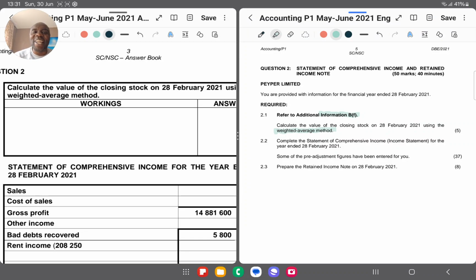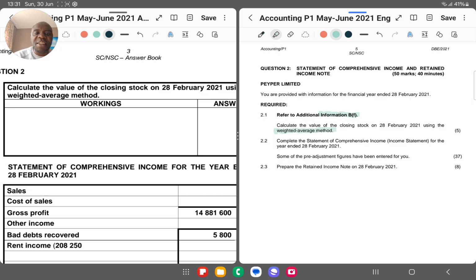Today we are going to look at accounting paper 1, May-June 2021. We are going to look at question number 2.1 in particular, the weighted average method of stock valuation. Remember, there are three different methods of stock valuation: the weighted average method, the first in, first out method, as well as the specific identification method.